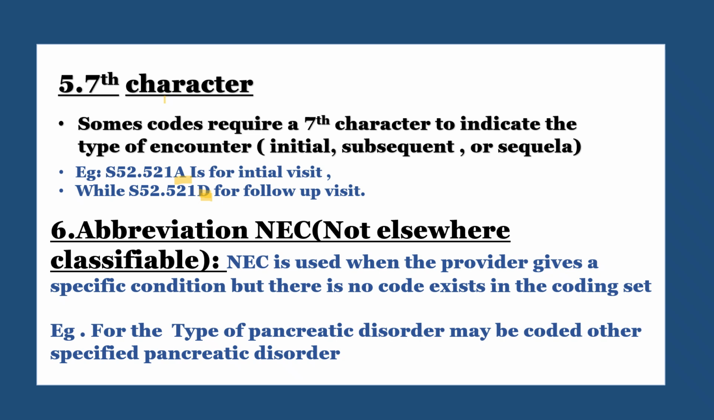Sixth, the abbreviation NEC, not elsewhere classifiable. NEC is used when the provider gives a specific condition but there is no code in the coding set. For example, the provider gives a specific type of pancreatic disorder, which may be coded as other specified pancreatic disorder. It means there is no code for that type of pancreatic disorder in the ICD book. Then we have to code other specified, that is NEC, pancreatic disorder.